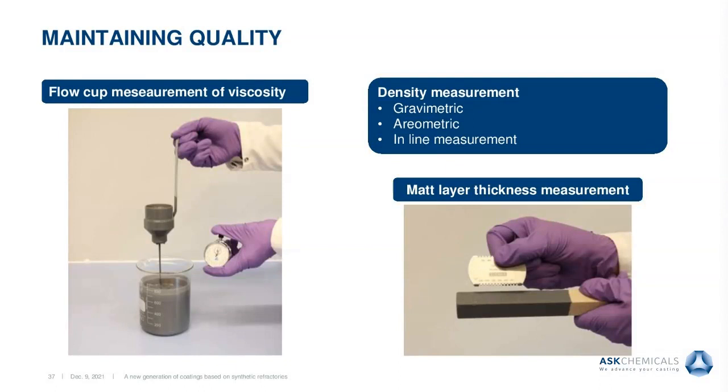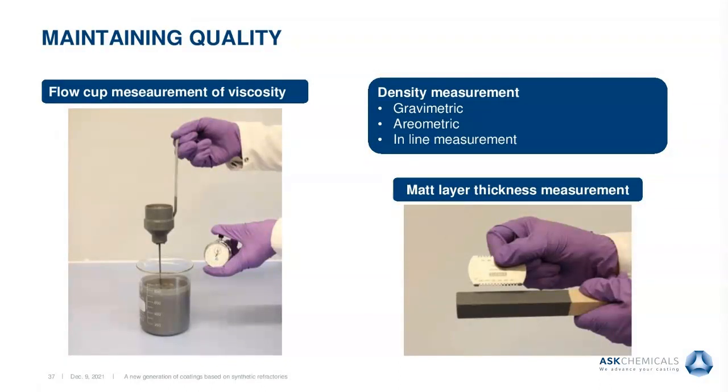To measure the quality is key. You need to measure it by a flow cup, the viscosity, as you see on the left side. In addition, maybe you can also measure the density. We recommend a gravimetric measurement with a graduated cylinder and a scale instead of areometric measurements like with a Baume stick, because the gravimetric measurement is much more precise.